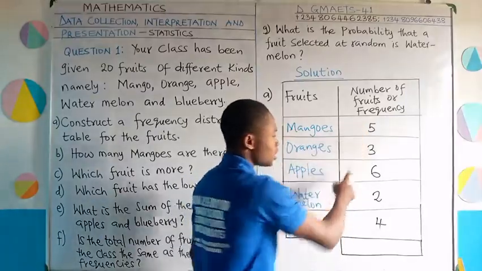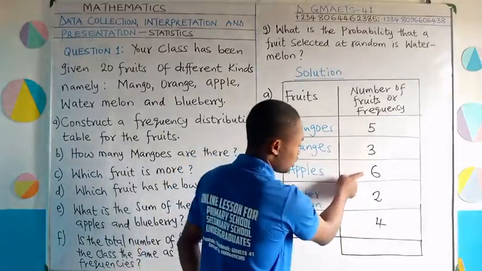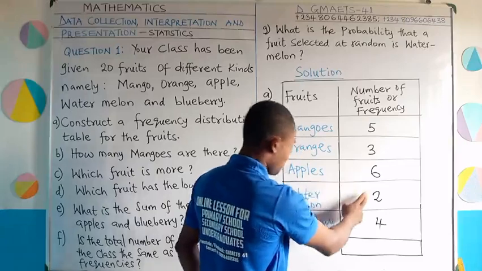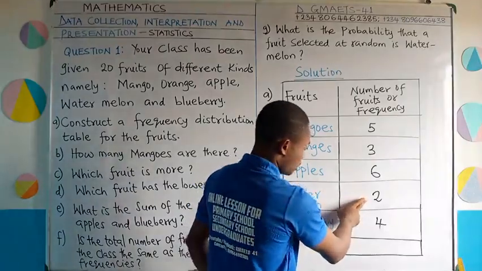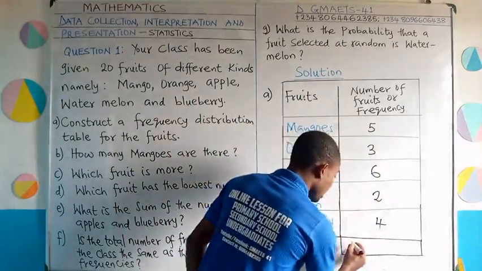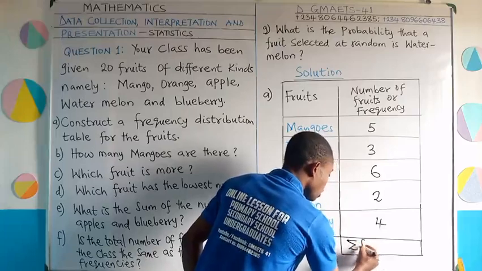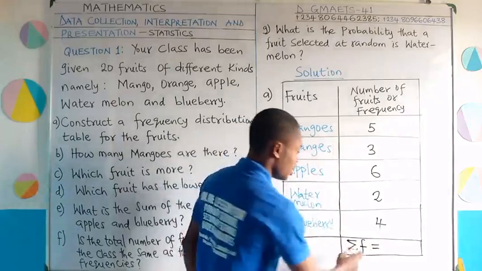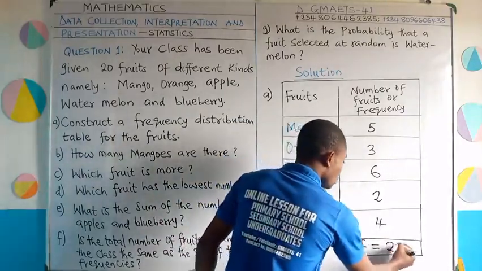5 plus 3 is 8. 8 plus 6 is 14. All right, then 14 plus 2 is 16. Then 16 plus 4. So there are 20 fruits altogether. Summation F, that is addition. This symbol means summation, remember. Addition of all frequencies, we got 20.